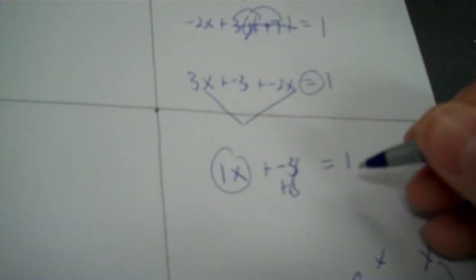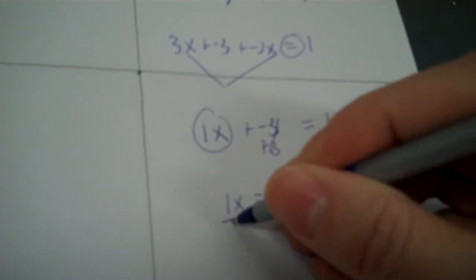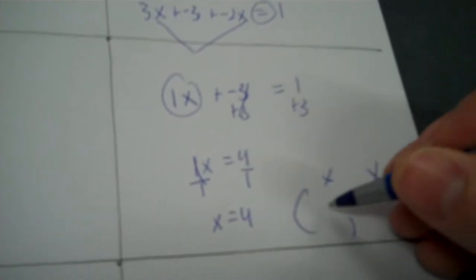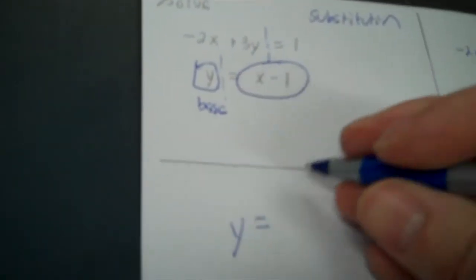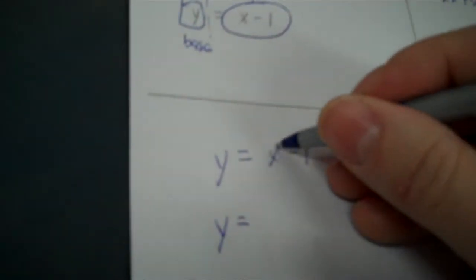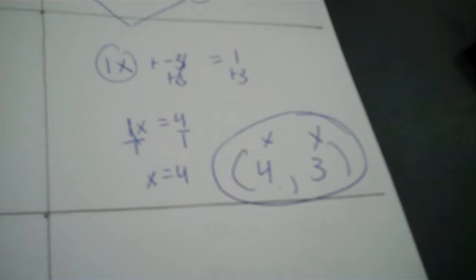So we add 3, that's 4. Divide by 1, divide by 1, and I have 4 still. So x is 4. Now to find y, use the one where the y is by itself, because I can write y equals x minus 1, and I put the 4 in for x. 4 minus 1 is 3. Okay, next one.